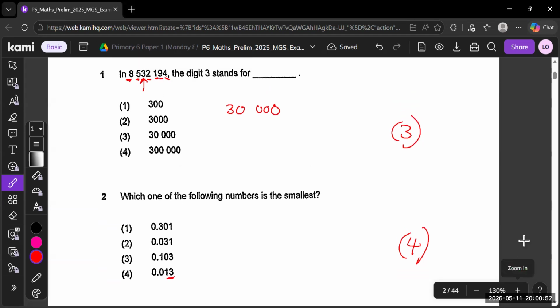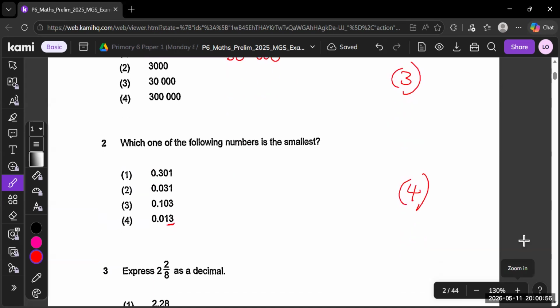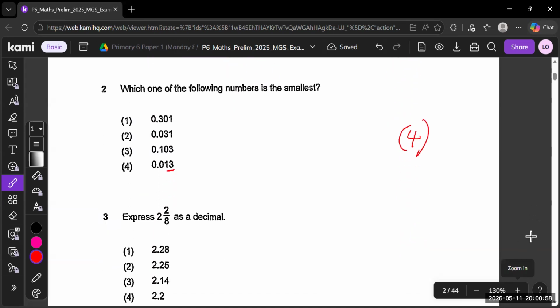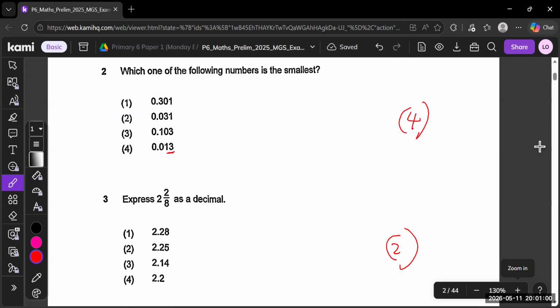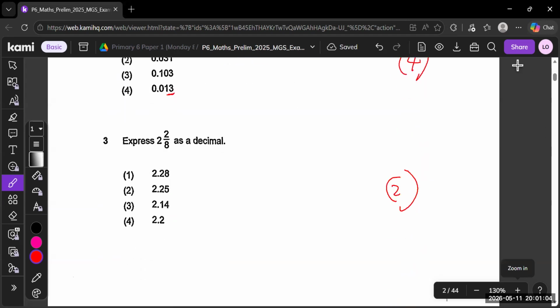All right, so question one is three, question two is four. All right, and let's go to question number three. Now, question three, the answer is number two. All right, make sure you all have checked the answers already. Question three is two. Okay, how do you get the decimal?